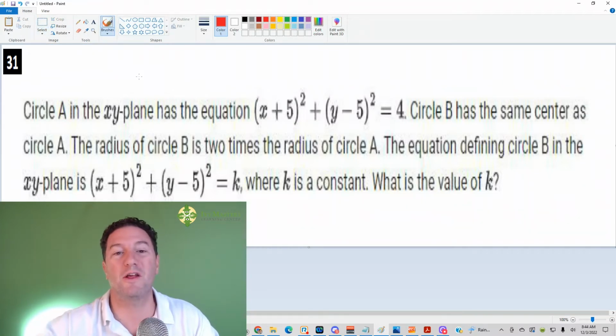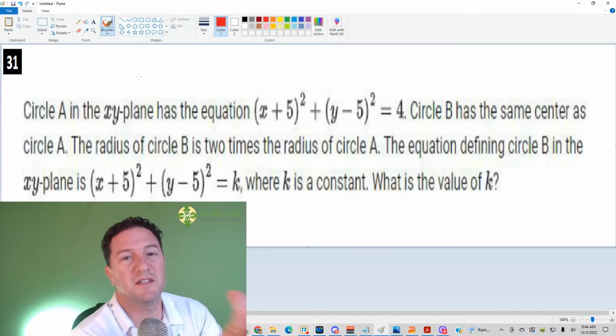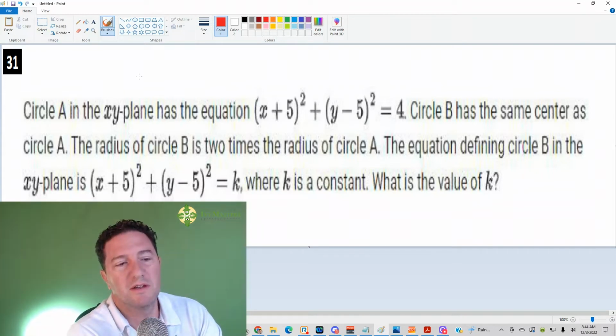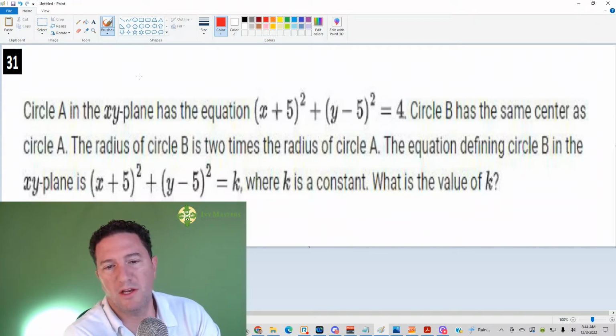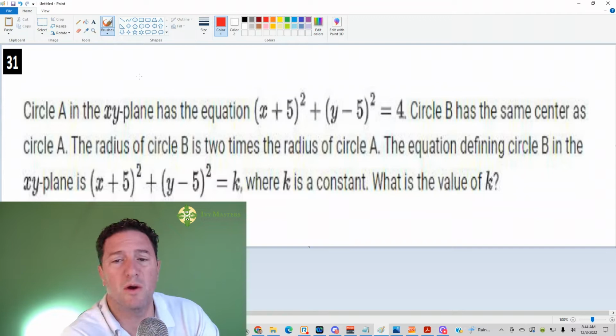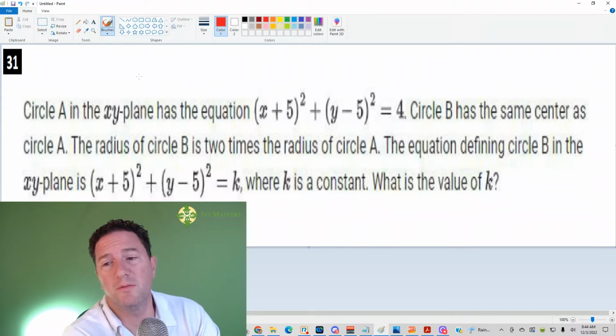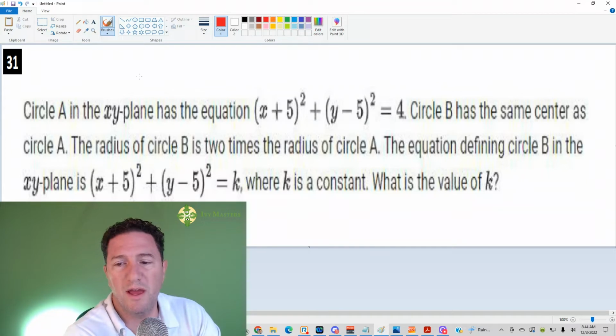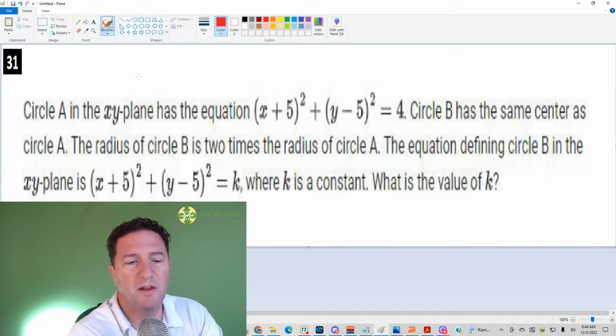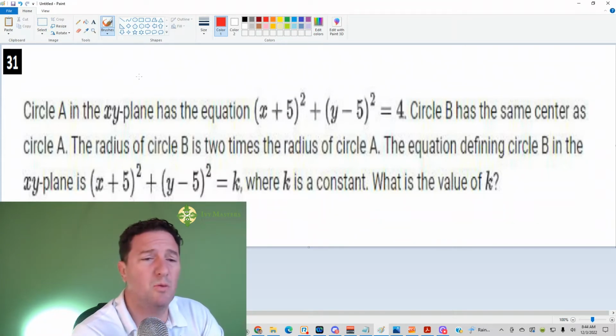And today we're going to look at the 31st question for Digital SAT Test 1 Math. 31 reads, circle A in the xy plane has the equation of (x + 5)² + (y − 5)² = 4. Circle B has the same center as circle A. The radius of circle B is 2 times the radius of circle A. The equation defining circle B in the xy plane is (x + 5)² + (y − 5)² = k, where k is a constant. What is the value of k?